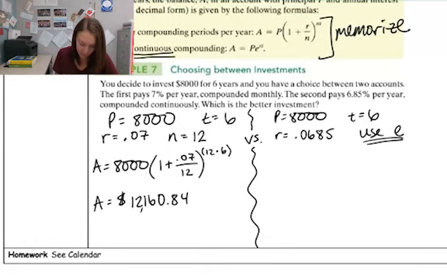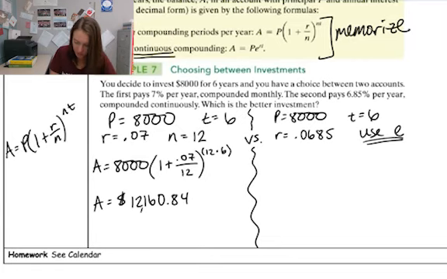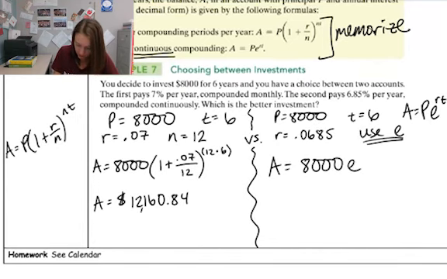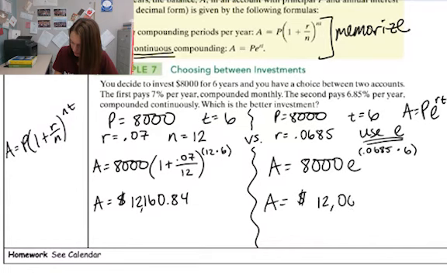All right, so let's look at this one. We're going to use a slightly different formula. So this one was A equals P times 1 plus r over n to the nt. This one's going to be A equals P times e to the rt. So A equals my $8,000 still, times e to the power of 0.0685 times 6. So when we plug that in our calculator, we get $12,066.60. So we didn't quite get as much money there.